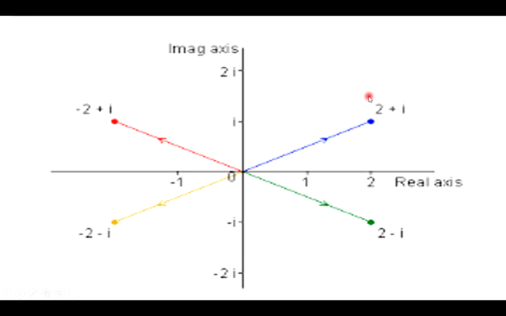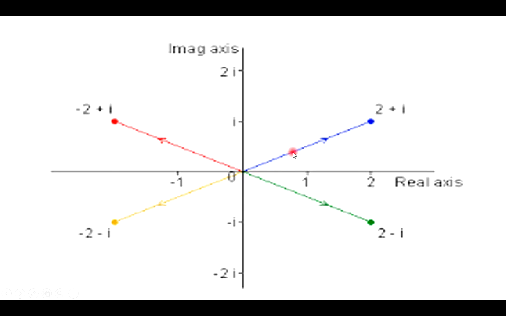So in the first quadrant, we have positive real part and positive imaginary part. In the second quadrant, we have negative real part and positive imaginary part. In the third quadrant, we have negative real part and negative imaginary part. And in the fourth quadrant, we have positive real part and a negative imaginary part.